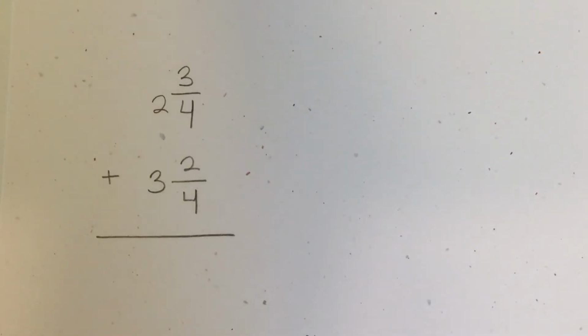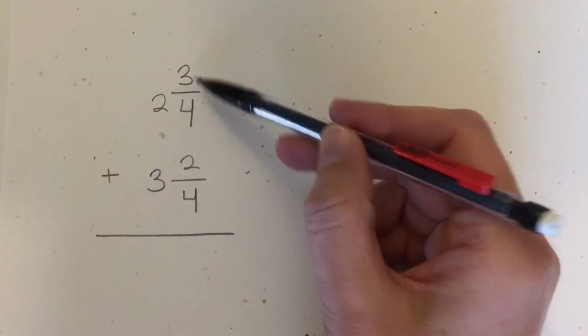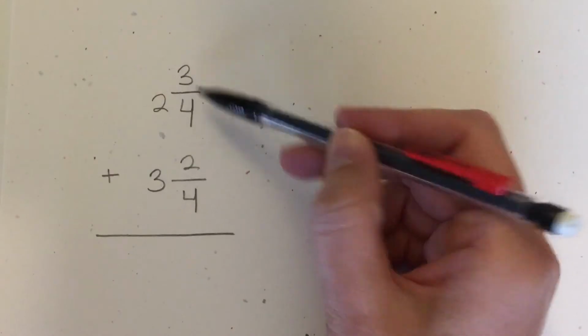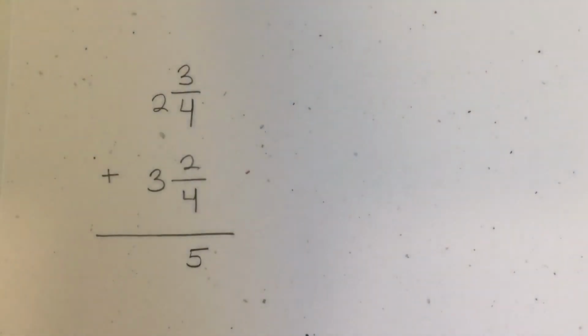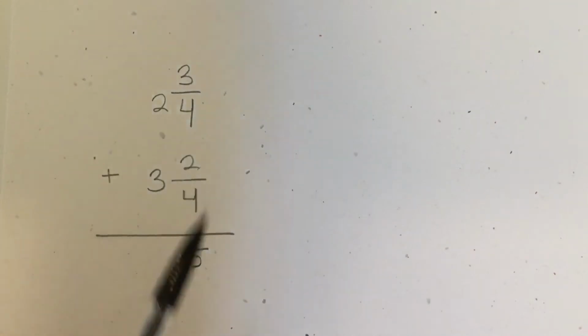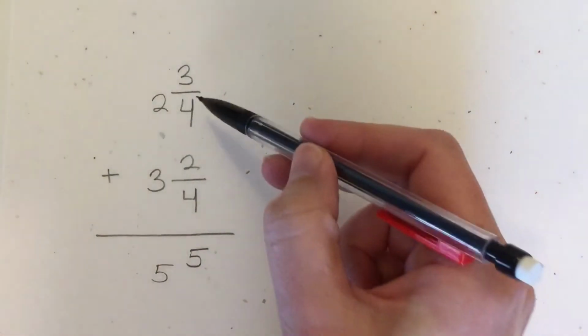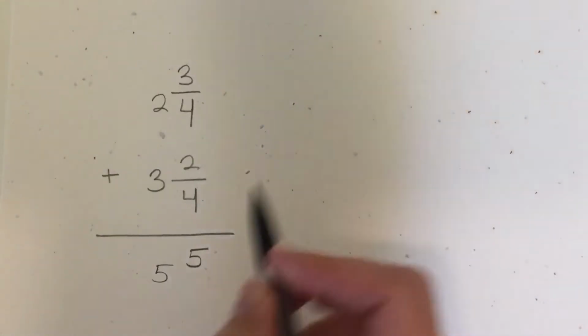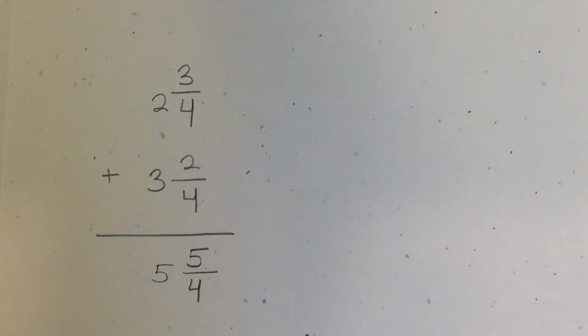So let's go through the easy part first. We know that when we add fractions, we're going to add the two numerators together. So 3 plus 2 equals 5. And I'll write it down there. And then we know that we also need to add the whole numbers together. So 2 plus 3 again equals 5. Now, if the denominators are already the same, the denominator is going to stay the same. We say that a lot in my class. The denominator stays the same.